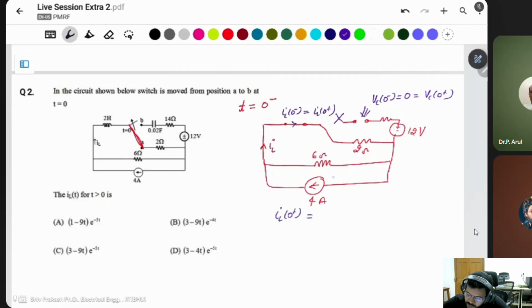So to find the initial value of this current, use the current divider rule. Total current times the opposite resistance, which is 6 ohm, divided by the total resistance, 6 plus 2 is 8. This will be 3 ampere. The initial current of the inductor is 3 ampere. The initial voltage of the capacitor is 0 because the capacitor circuit is incomplete. This is not a closed circuit.